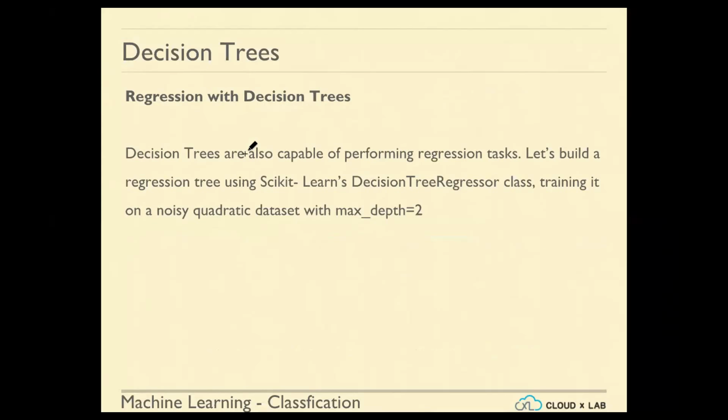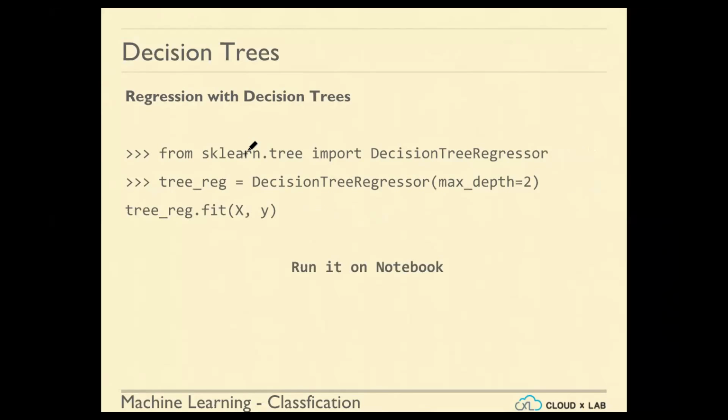Now, using decision trees, we can also do regression, not only classification. Though the idea of a decision tree looks very much like it is for classifying things, with decision trees we could also do regression. What is regression? It is where we have to predict a particular value. So let's build a regression tree using scikit-learn's decision tree regression, and let's try it on the quadratic dataset.